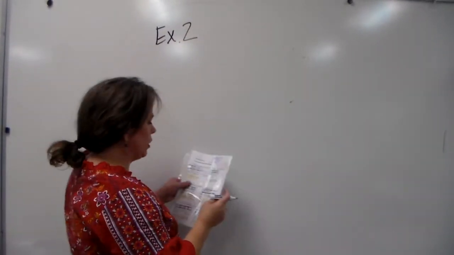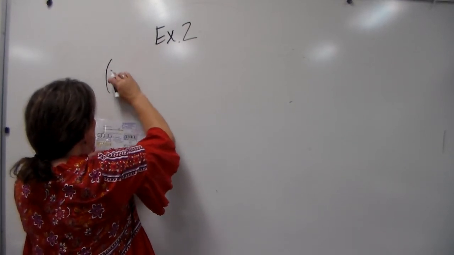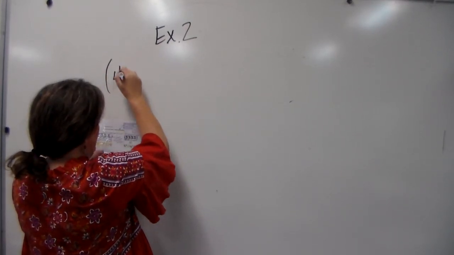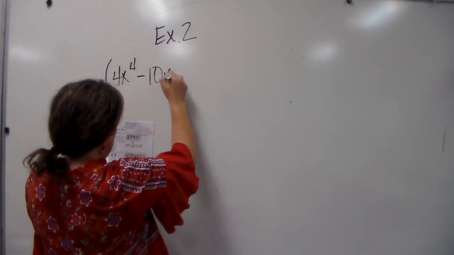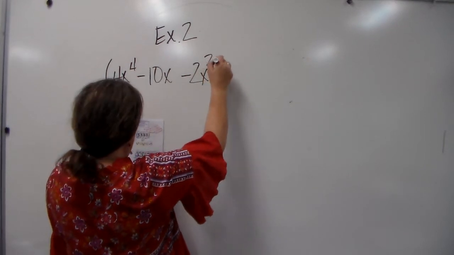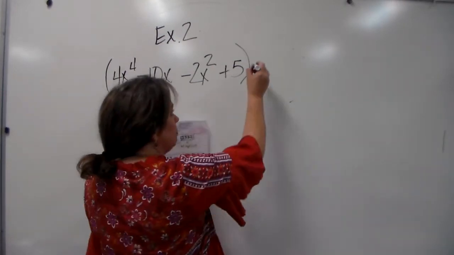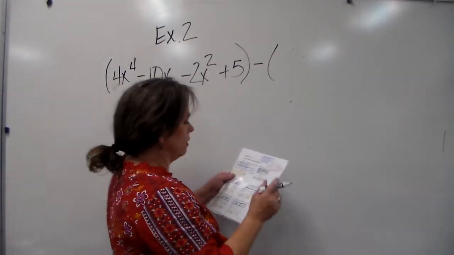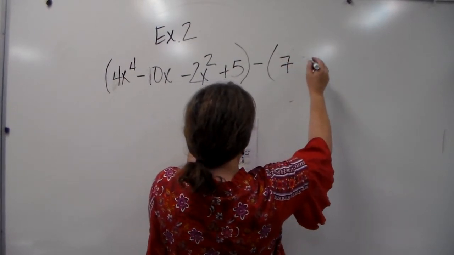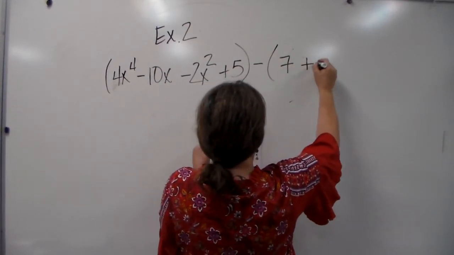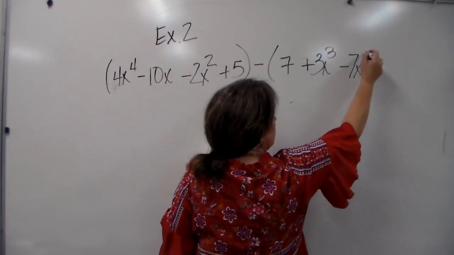So for example number 2, our first polynomial is 4x to the 4th power minus 10x minus 2x squared plus 5. And then this is a subtract between our parentheses, okay? So that's going to be very important to notice. Then we have 7 plus 3x cubed minus 7x squared.